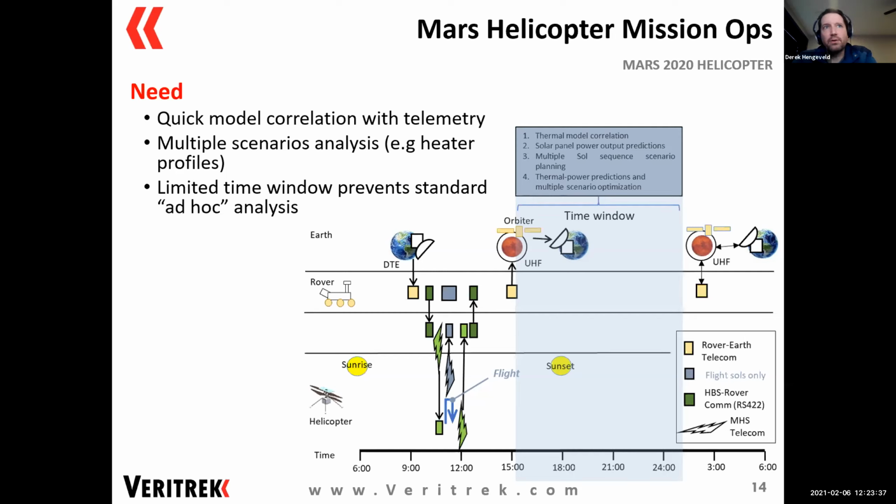So they wanted to look at multiple scenarios, but the problem here is that we had a limited time window. We had just a few hours to be able to do that every day. And so in a traditional sense, using standard thermal analysis tools, you just don't have enough time to do this effectively. So by first creating a reduced order model, we're able to overcome some of those challenges.